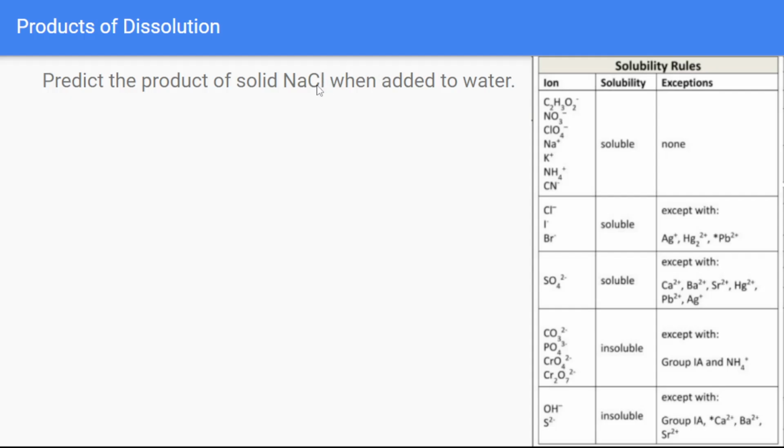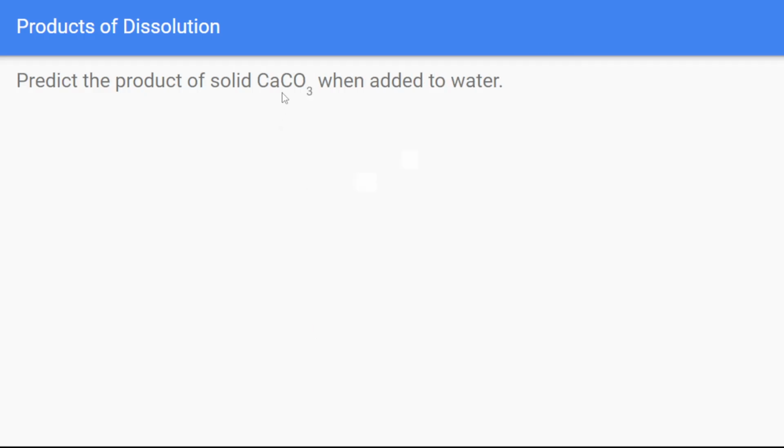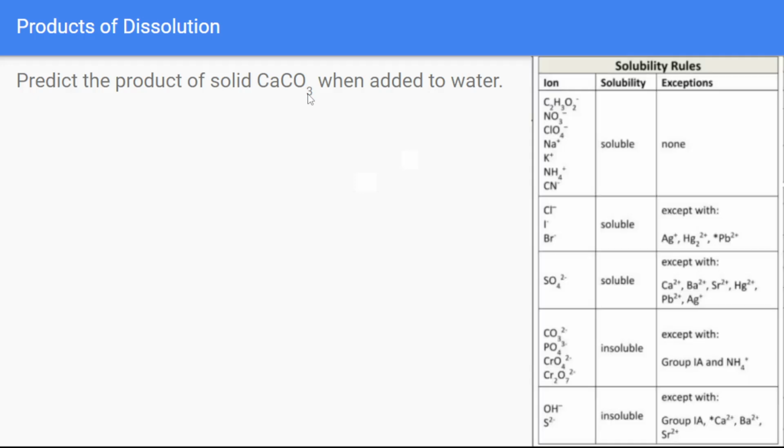And look, we have chloride, and so there's chloride right here. So sodium chloride is soluble, which means if you take solid sodium chloride, add it to water, it will dissolve and dissociate into its ions. So the equation would be solid sodium chloride mixed with water yields aqueous sodium ions plus aqueous chloride ions.